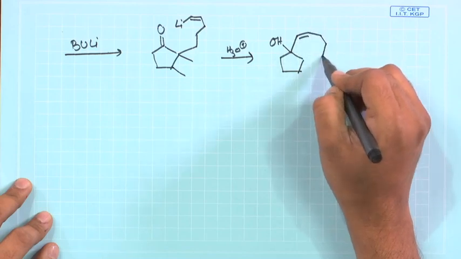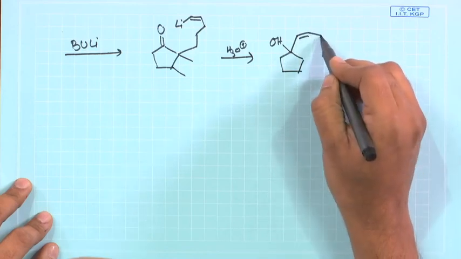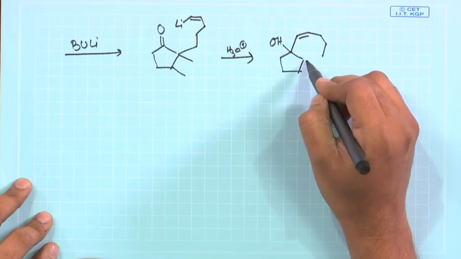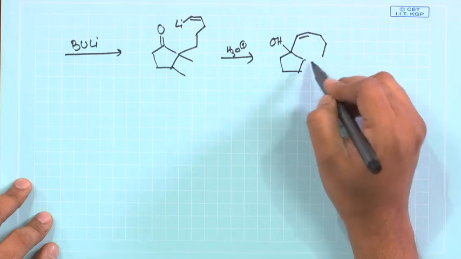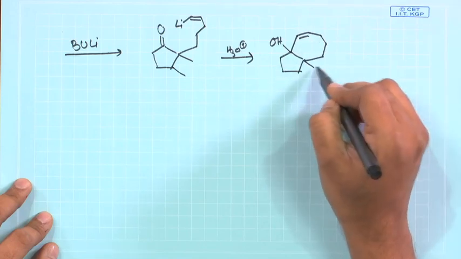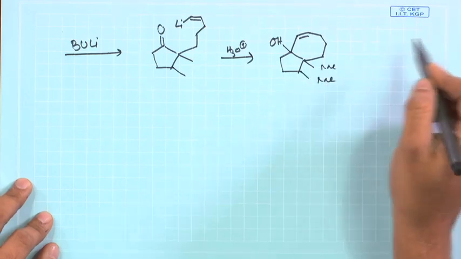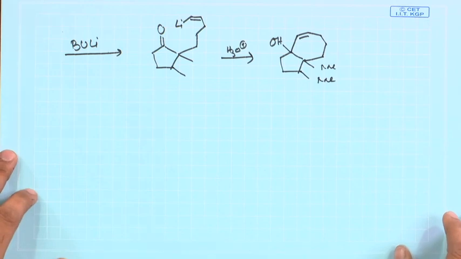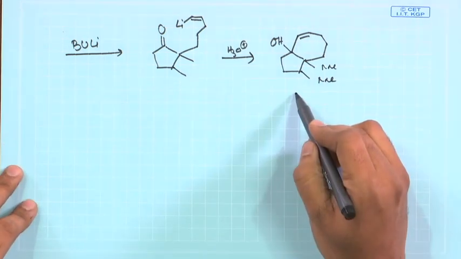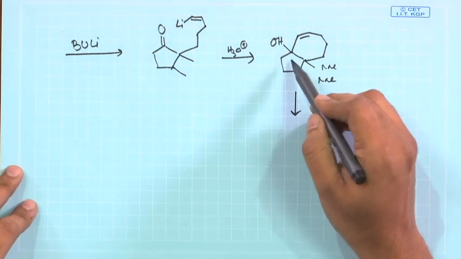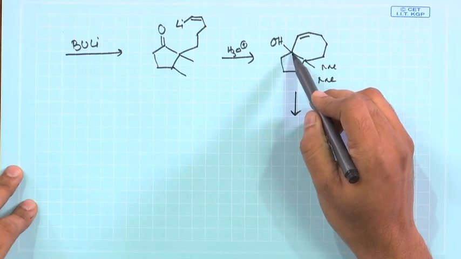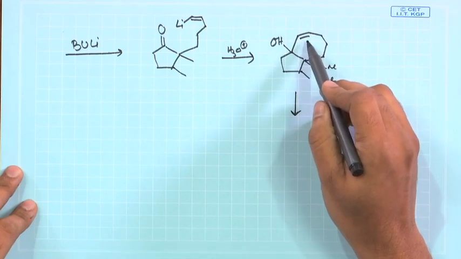Now, try to put CH2, CH2, CH2, 1, 2, 3, yes, and then you have this methyl, this methyl. Now, look at the target molecule we discussed earlier. Now, what is this compound? This compound is a tertiary alcohol, a tertiary allylic alcohol.